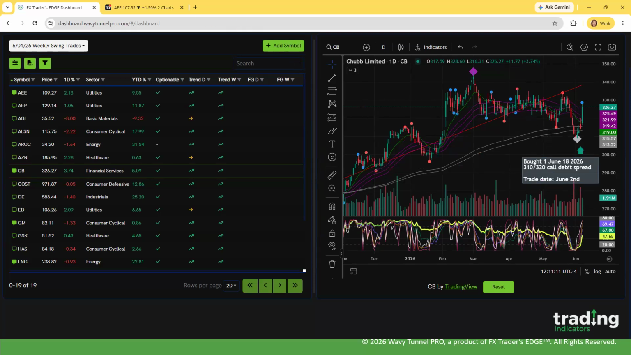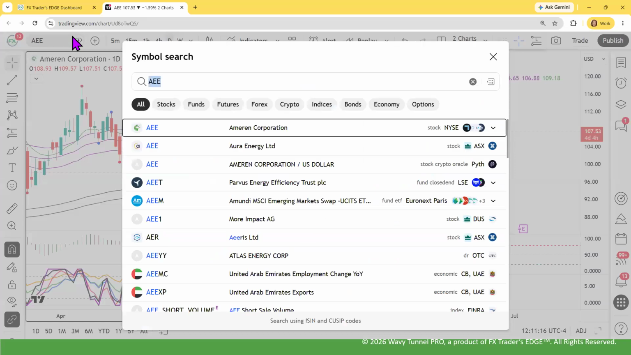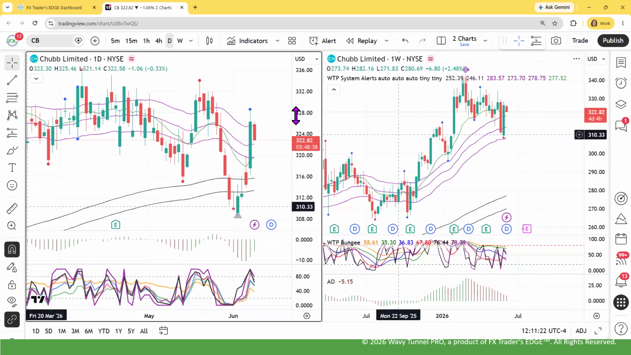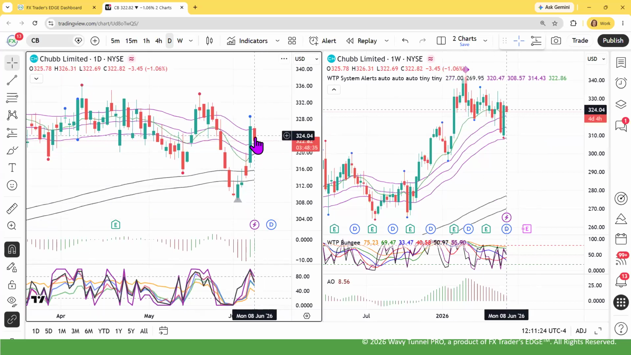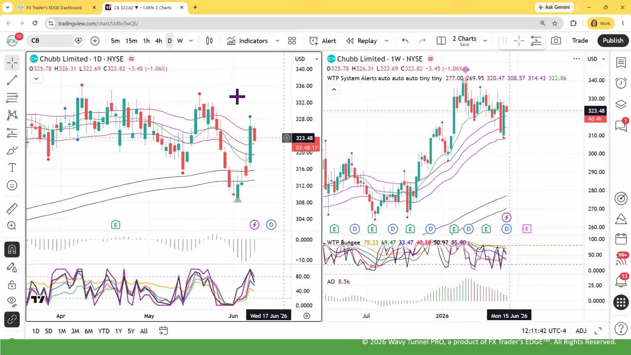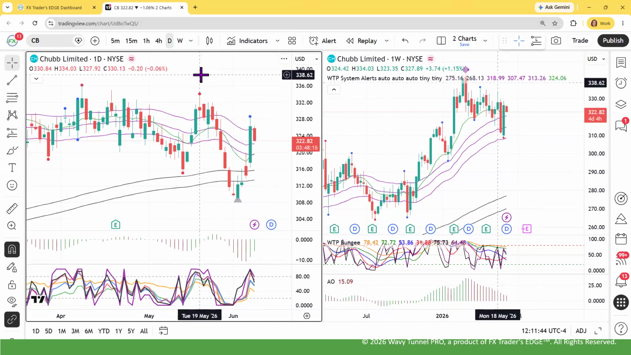Okay, if we look to see where it is now, Chubb, CB, Chubb Limited. It's also giving back some money. It is giving back today what we made, and that's understandable because Nasdaq and the S&P are moving up. So all of these trades moved almost contrarian to the higher risk, high beta stocks.